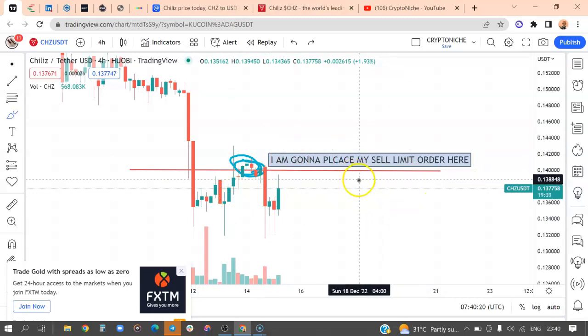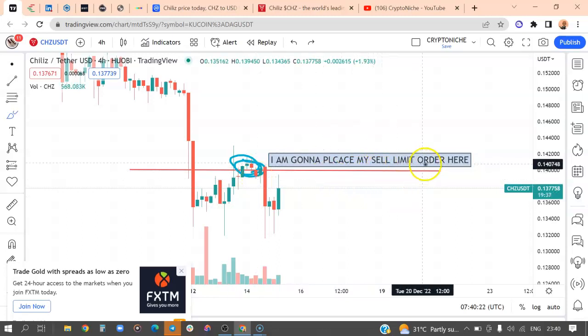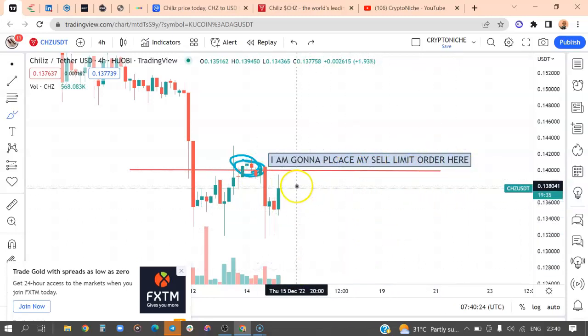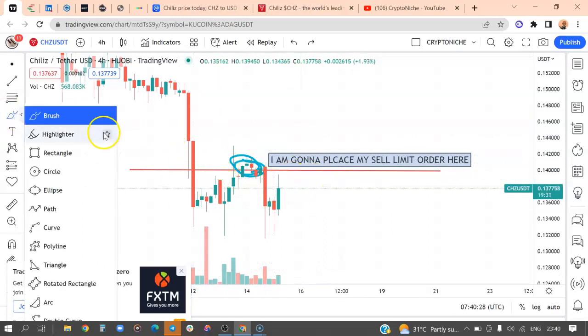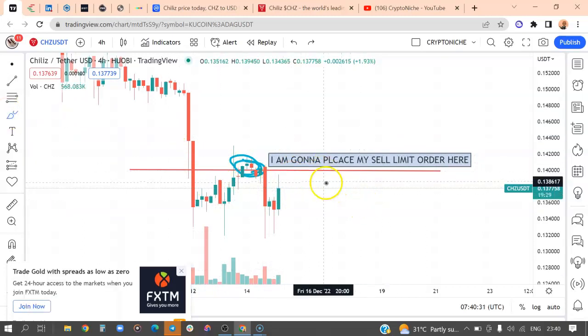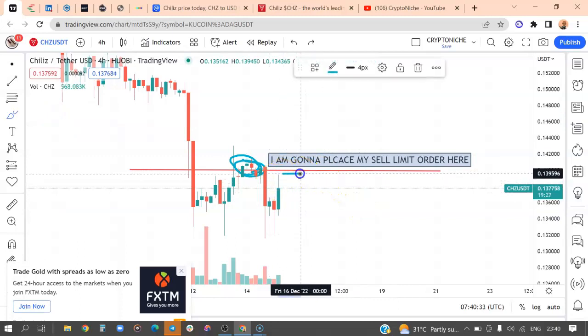So I'm going to place my sell limit order here. Okay, and once that order is filled, then there's going to be a price rejection. So when there is a price rejection, then you see something like this.